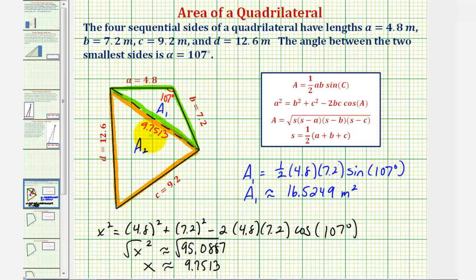Now at this point we are going to use Heron's formula, but what we could do is use the law of cosines to find one angle in this orange triangle, and then use the formula area equals 1/2 AB sine C again to find the second area. But we are going to use Heron's formula since we do have the length of all three sides. Let's go ahead and do this on the next slide.